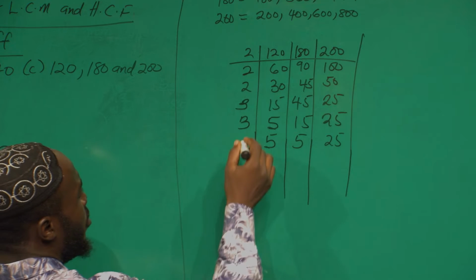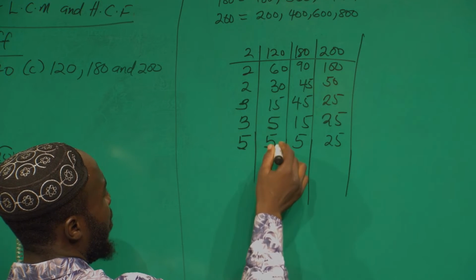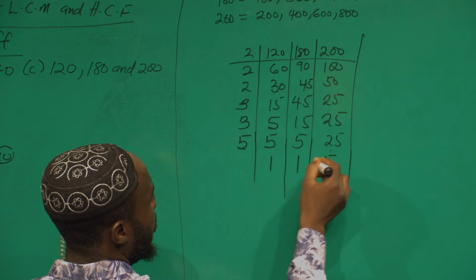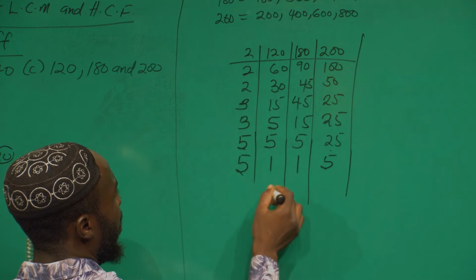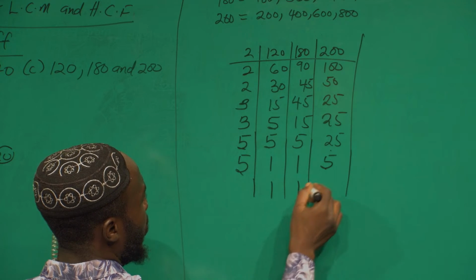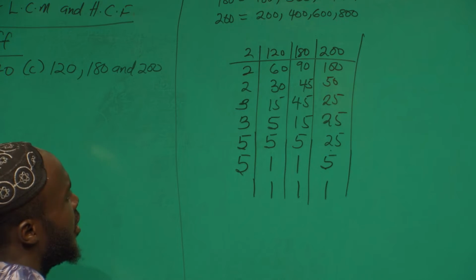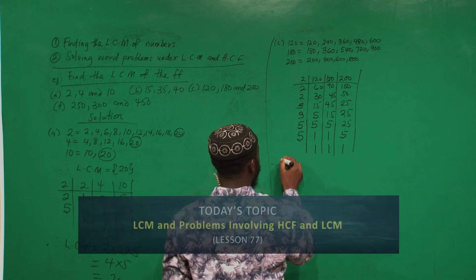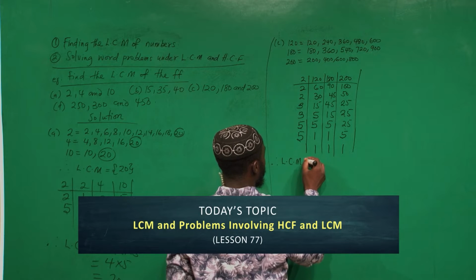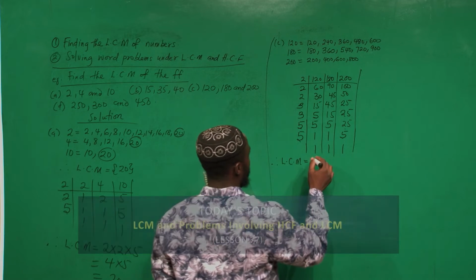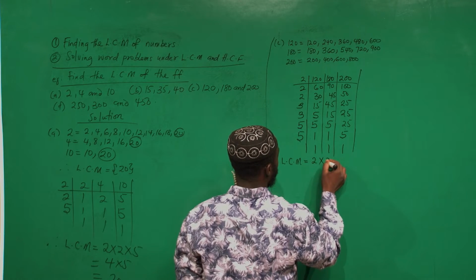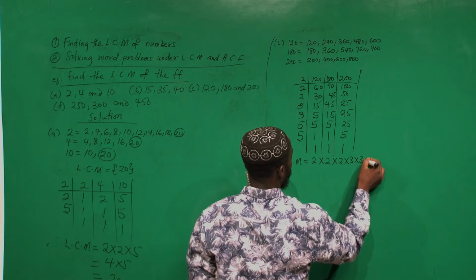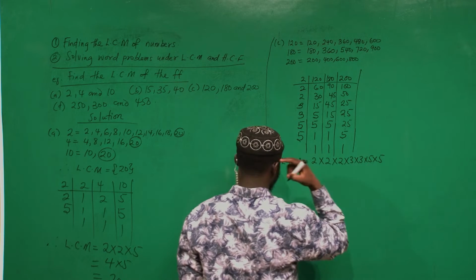So I go to the next prime number, which is what? 5. 5 goes here 1, goes here 1, goes here 5. So I bring another 5, goes here 1, 1, goes here 1. So this means that to get our LCM, we're going to multiply all these numbers here. So therefore, our LCM will be equal to 2 times 2 times 2 times 3 times 3 times 5 times 5.